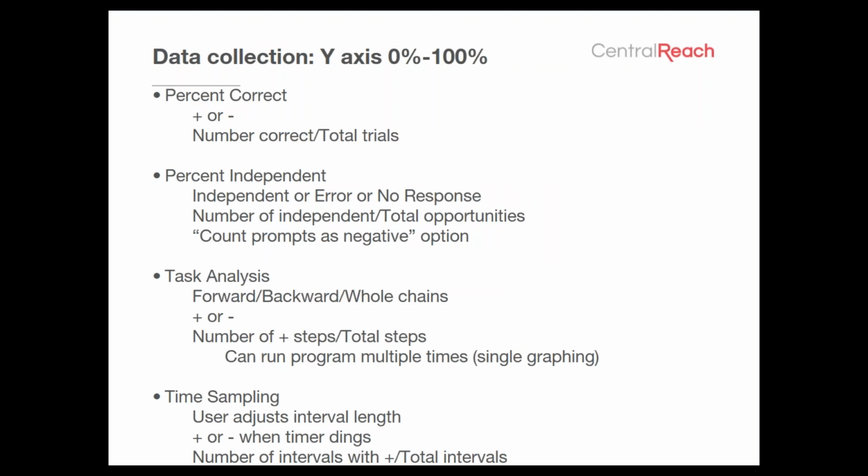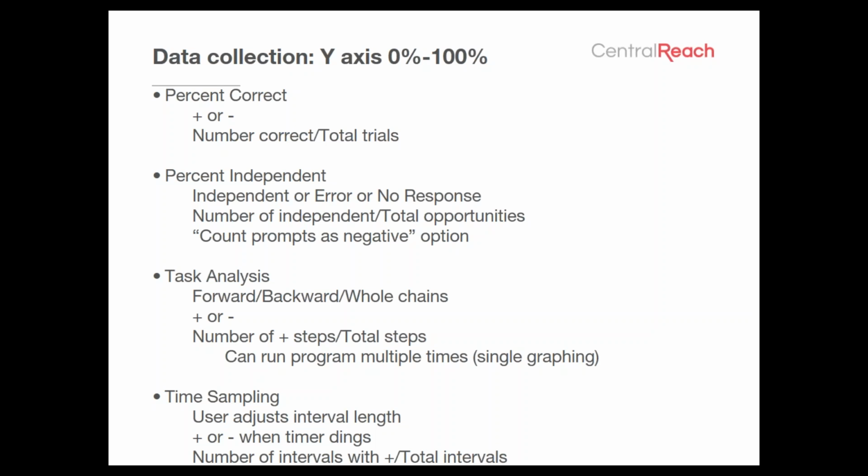So let's start with %correct. Everything on this page, the y-axis is going to default to 0 to 100%. If we start with %correct, we're just looking at how many of the trials they got correct. The options that you're given in session is they either got it right or they got it wrong. Now, you can do prompts also, but in this example, keep it really simple. So either it's a plus or a minus. They did it or they didn't.